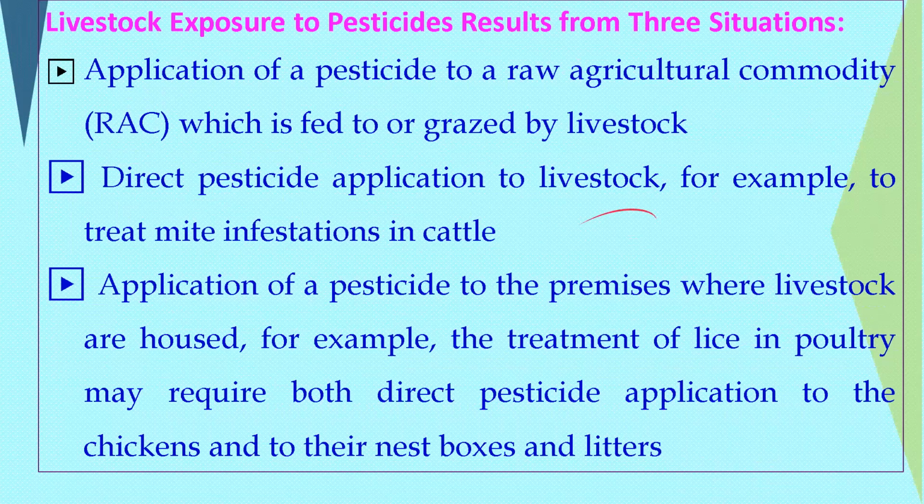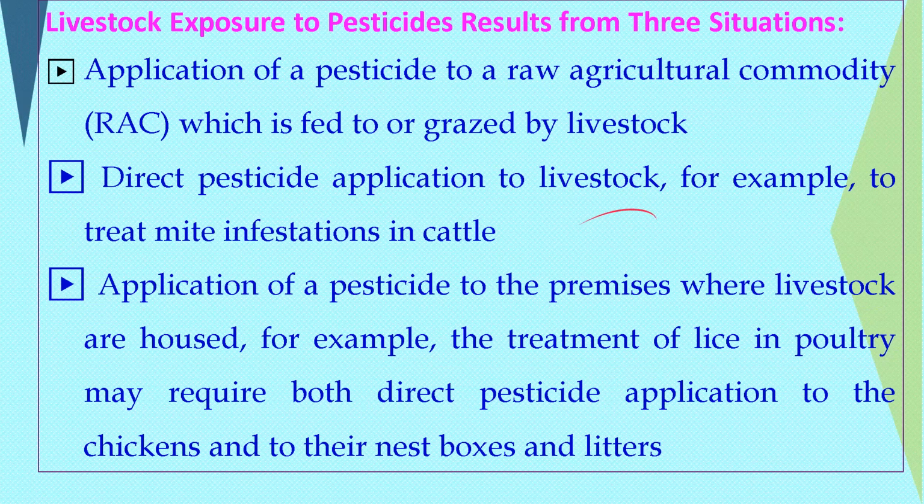So livestock exposure to pesticide results from three situations. Number one, the application of a pesticide to a raw agricultural commodity, or RAC, which is fed to or grazed by the livestock. Second, direct pesticide application to the livestock, for example to treat tick or mite infestations in cattle. Synthetic pyrethroids like flumethrin and deltamethrin, etc., are applied.